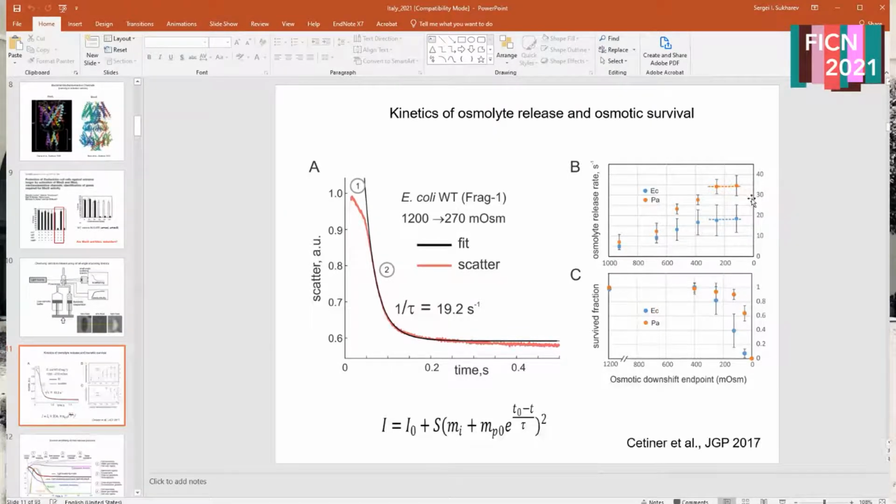What's important is that when this rate flattens, which means that we use up the entire population of available mechanosensitive channels, that's when they start dying. So in other words, the system can be overwhelmed at very strong shocks by basically exhausting the capacity to eject the osmolytes quickly from the cell.